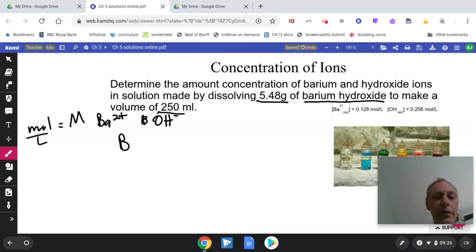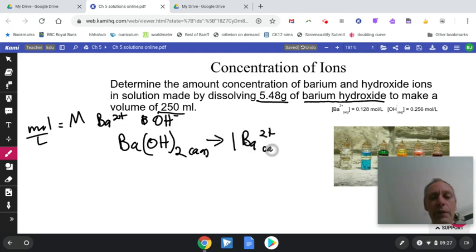So first of all, I'm just going to write down the dissociation equation. Just like stoichiometry, you always start with a balanced equation. So Ba(OH)2 dissociates into 1 Ba2+ and 2 hydroxides. Okay, so we've got our balanced dissociation equation. Now the problem is we don't have the concentration of this. So we've got to figure that out. We have the mass and we have the volume.